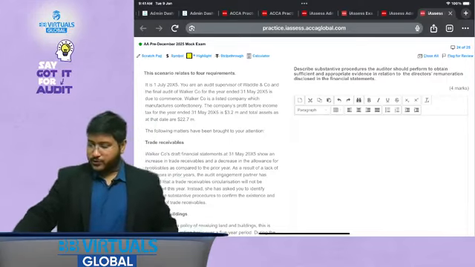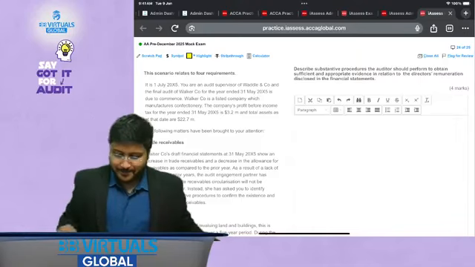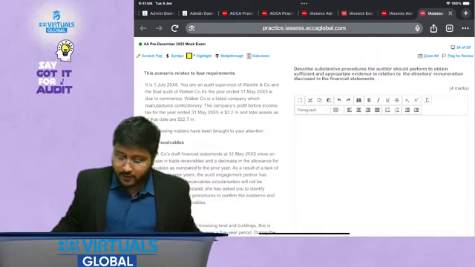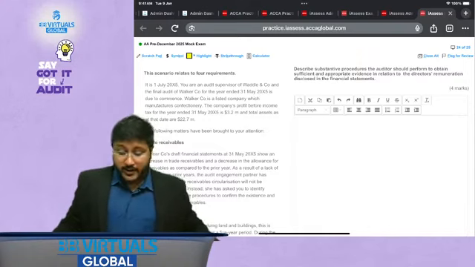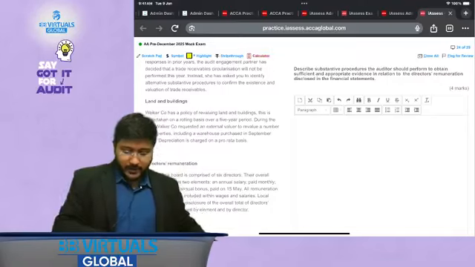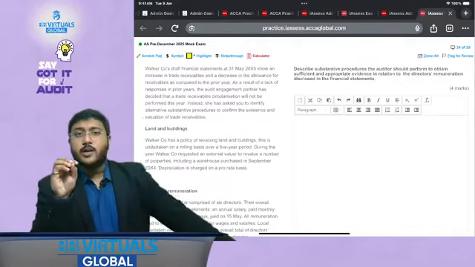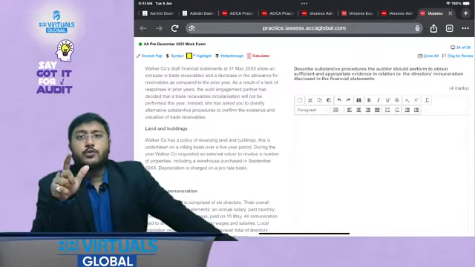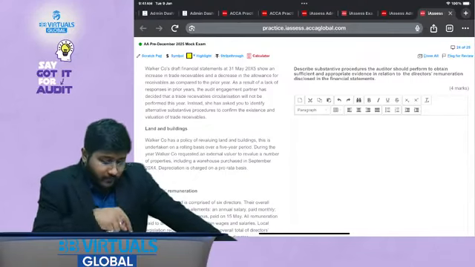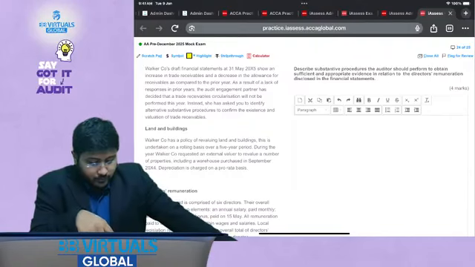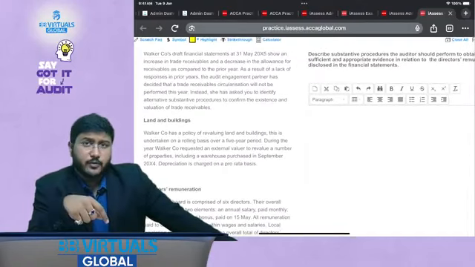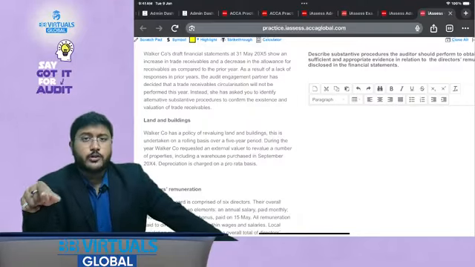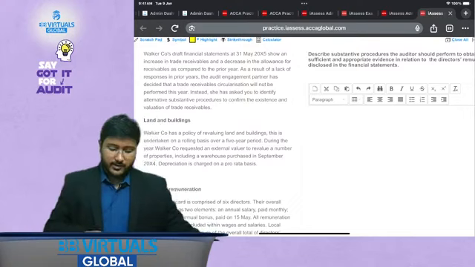Okay, so now let's solve the last two questions and then we will be completing this whole paper. Describe substantive procedures the auditor should perform to obtain sufficient and appropriate evidence in relation to the director's remuneration disclosed. Whenever there is any information given and you are asked for audit procedures, you should always evaluate what specific information is given. For example, here we discussed the external reviewer. This is important so that the examiner knows you have cross-referenced your procedures with the case study.